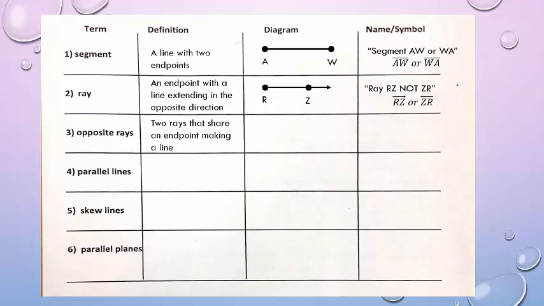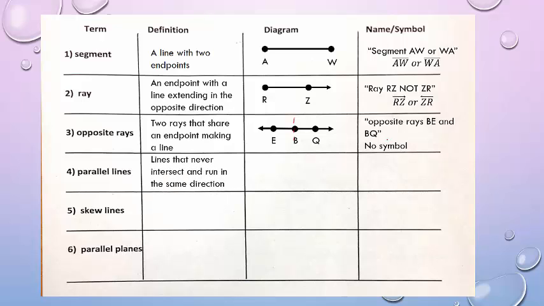Then we have opposite rays. Basically, opposite rays are two rays put together to make a line. So if you were to split this in half, it would split into rays BE and BQ. So you have BE going this way and BQ going this way. There is no symbol for opposite. You just write the word opposite.